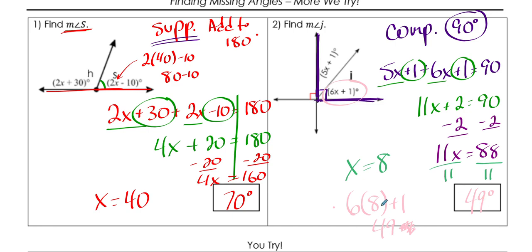I'm going to double check just to make sure that I did this correctly. I'm going to take that x value and substitute it in there too. 5 times 8 plus 1. 5 times 8 is 40, plus 1 is 41. 41 and 49 put together gives me that right angle of 90 degrees. So I must have done that correctly too.